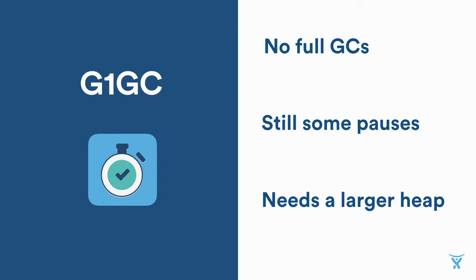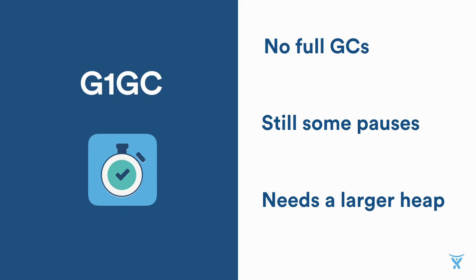So for G1GC, instead of doing stop the world full garbage collections, it cleans the tenure generation concurrently while the application is running. So there are still some pauses. Some phases of the collection just need to ensure consistency, but they're much shorter than a full GC with a parallel collector would be. So you need to have a larger heap for G1GC, and it's mainly because of the way that the heap is laid out.